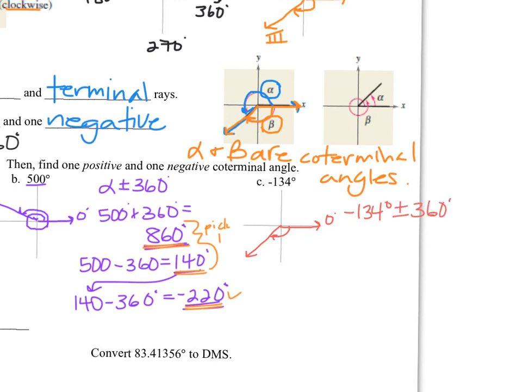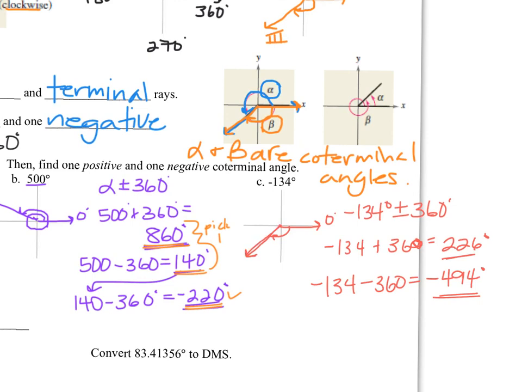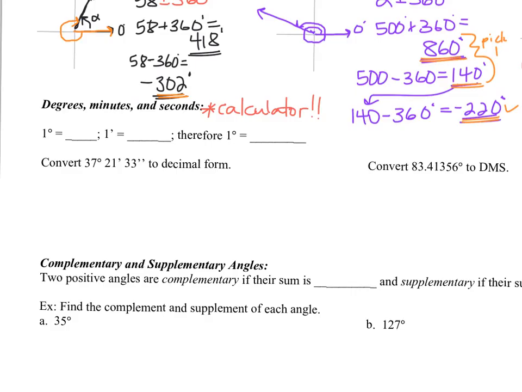Coterminal angles are super easy to work with. If we do negative 134 plus 360, we're going to get an answer of 226 degrees. And if we do negative 134 minus 360, that'll be a much bigger negative angle value, negative 494 degrees. Both of those angles would have a terminal side that matches down here in quadrant 3.